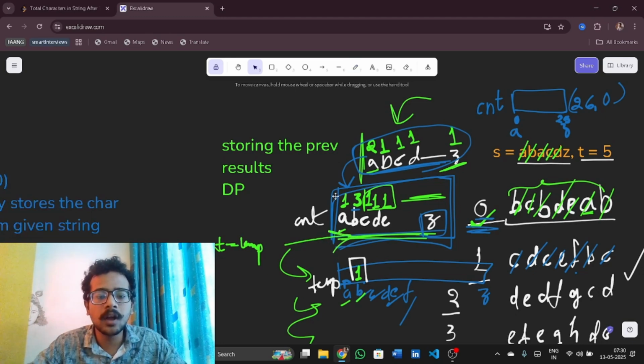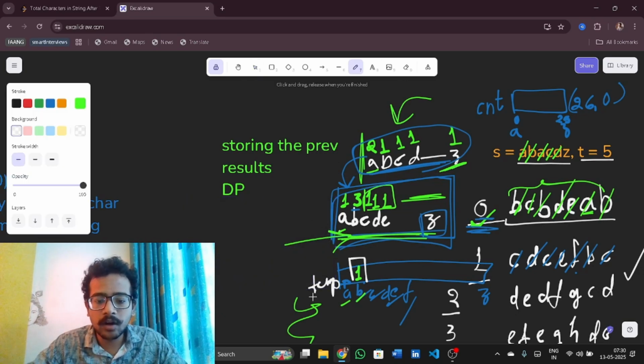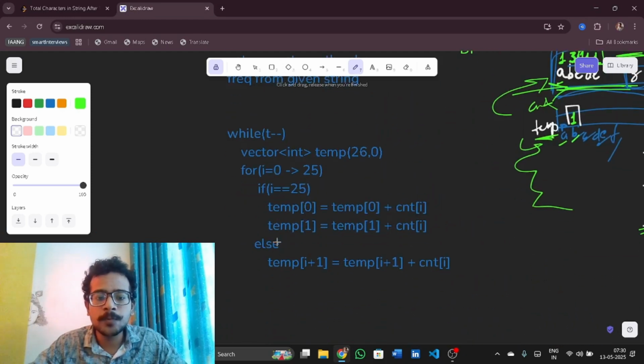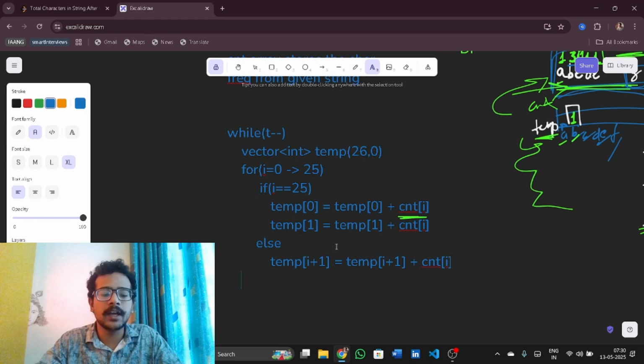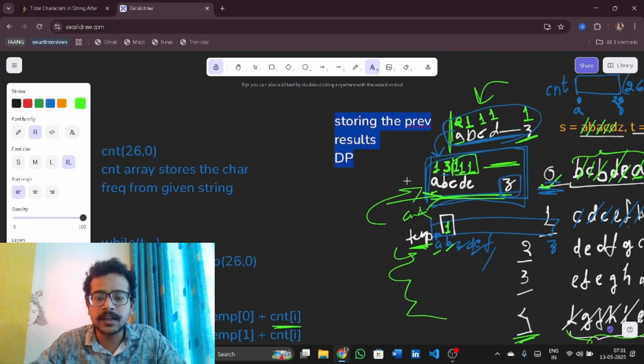Then when I got here, I created a temp array, but the previous temp array became the count array. So this will be a count array. Now I'm just going to the count of I. So what I am doing is, sorry, count is equal to temp. So count is equal to temp.